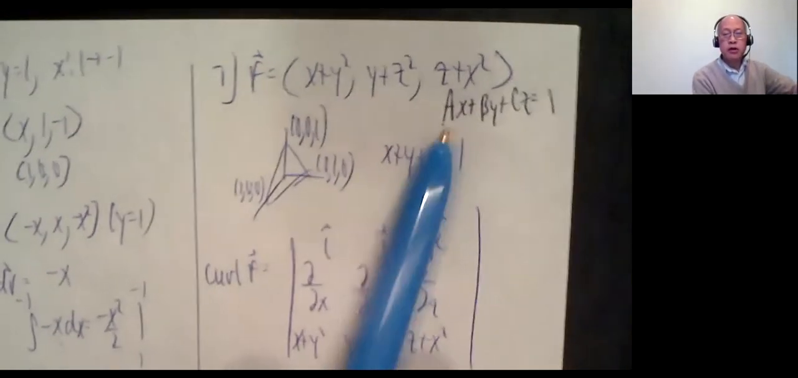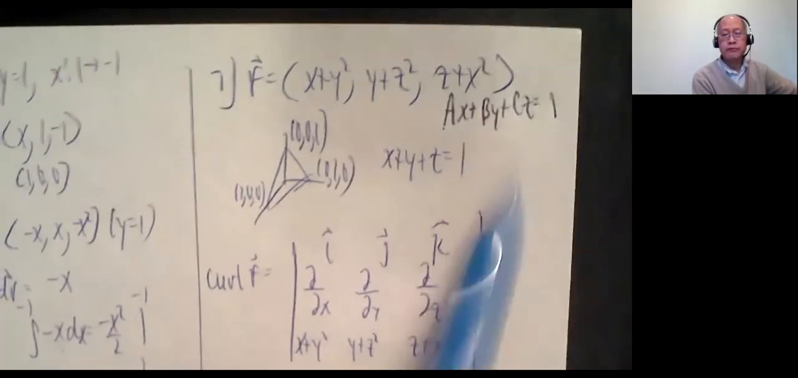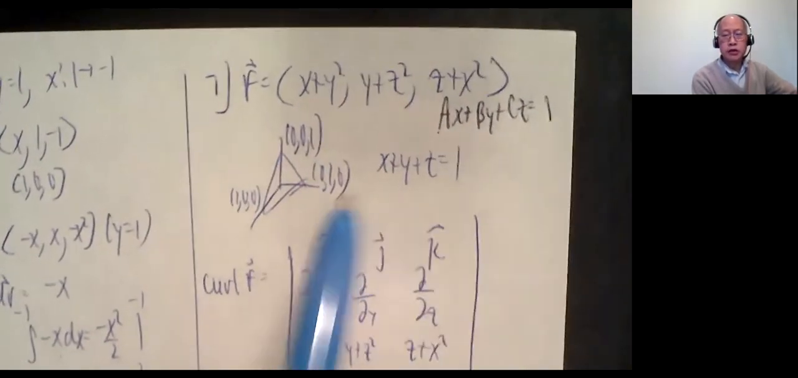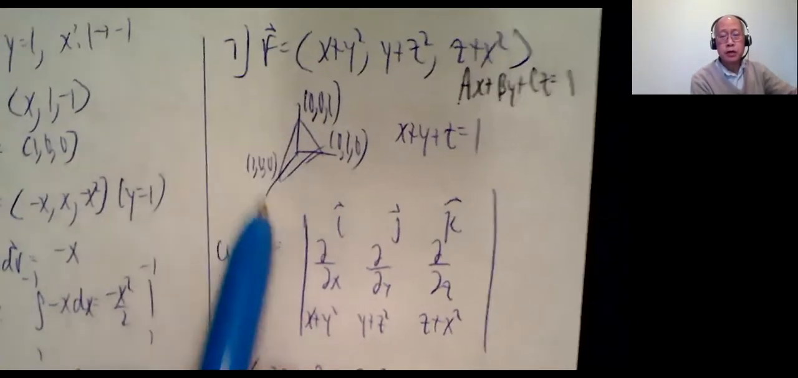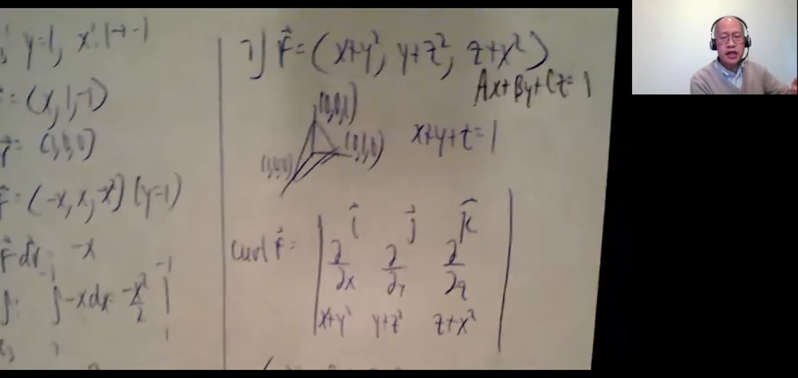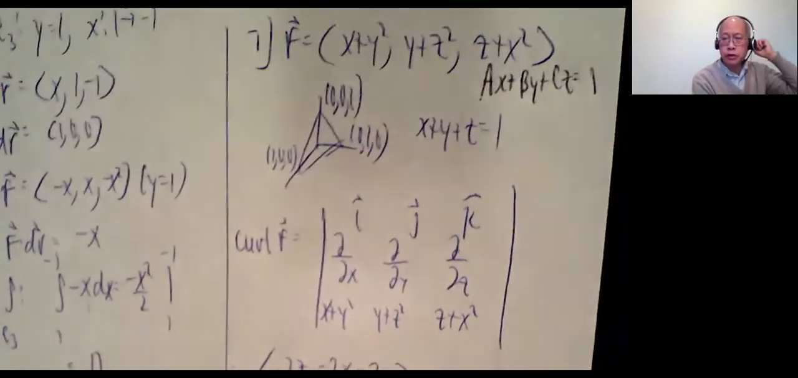If you plug in (1, 0, 0), you get a as 1. Plug in (0, 1, 0), b is 1. Plug in (0, 0, 1), c is 1. So you get x plus y plus z equals 1. So that's the equation of this plane that covers that triangle. Easy to check. Plug in (1, 0, 0), it works. (0, 1, 0) works, (0, 0, 1) works.